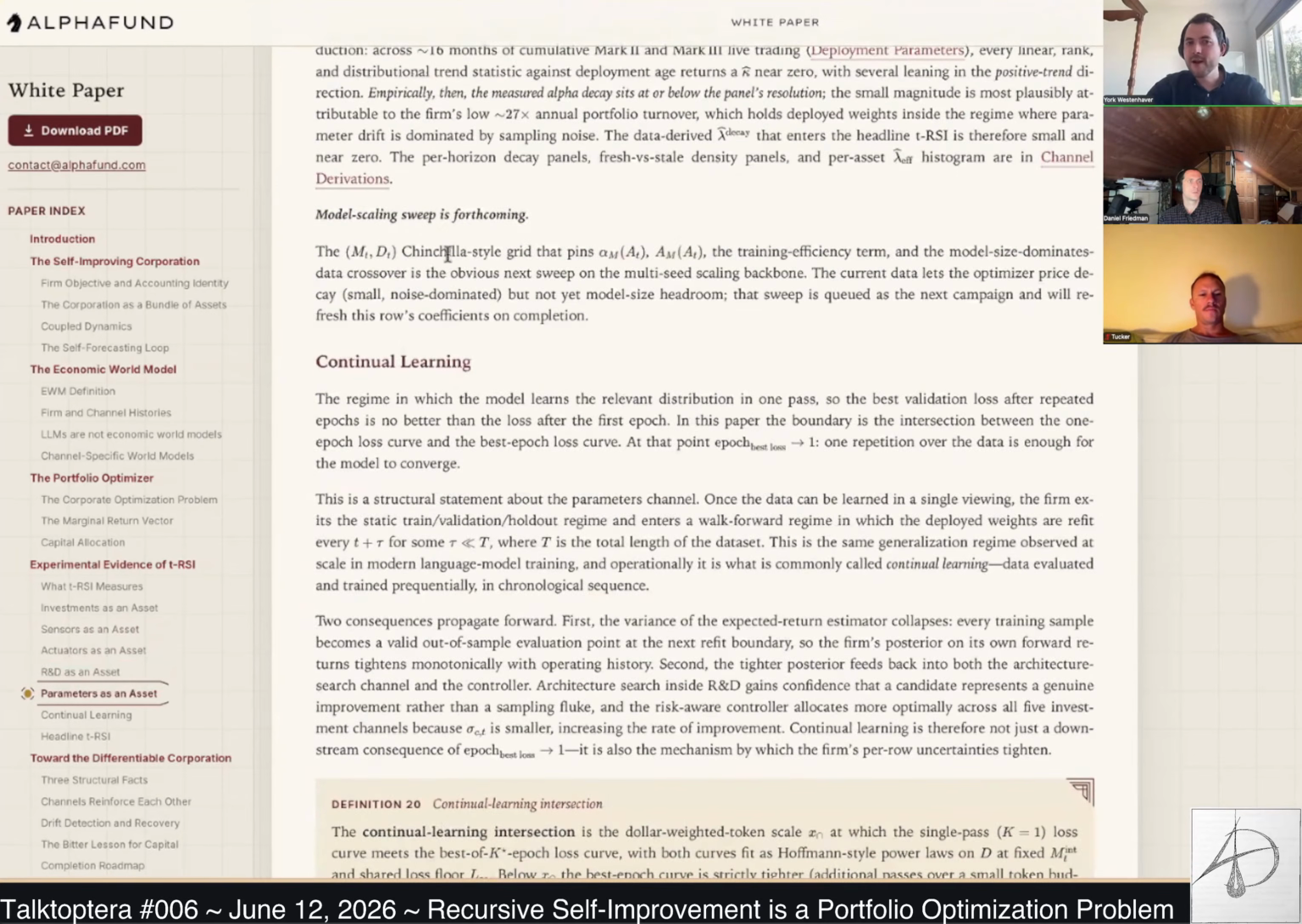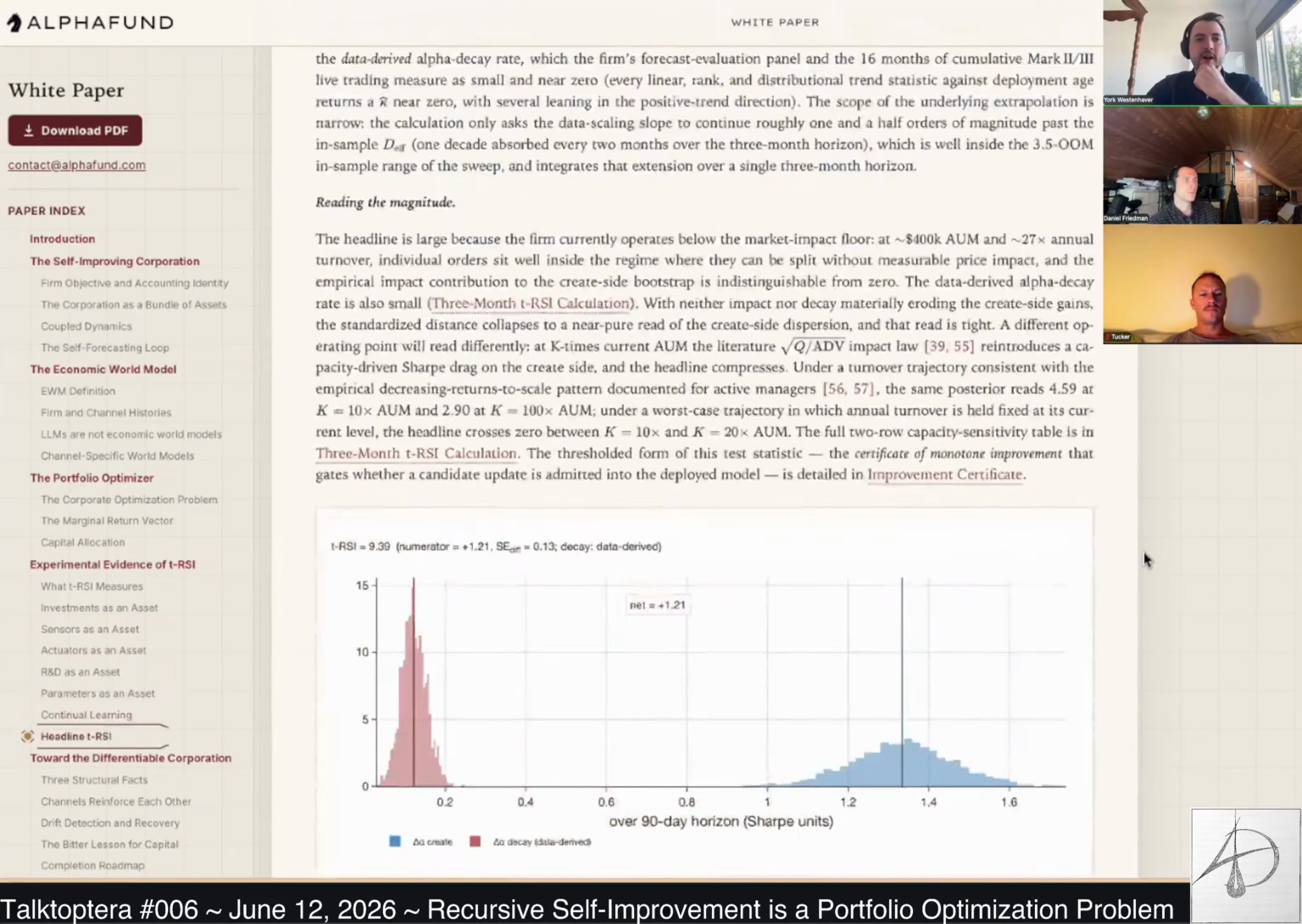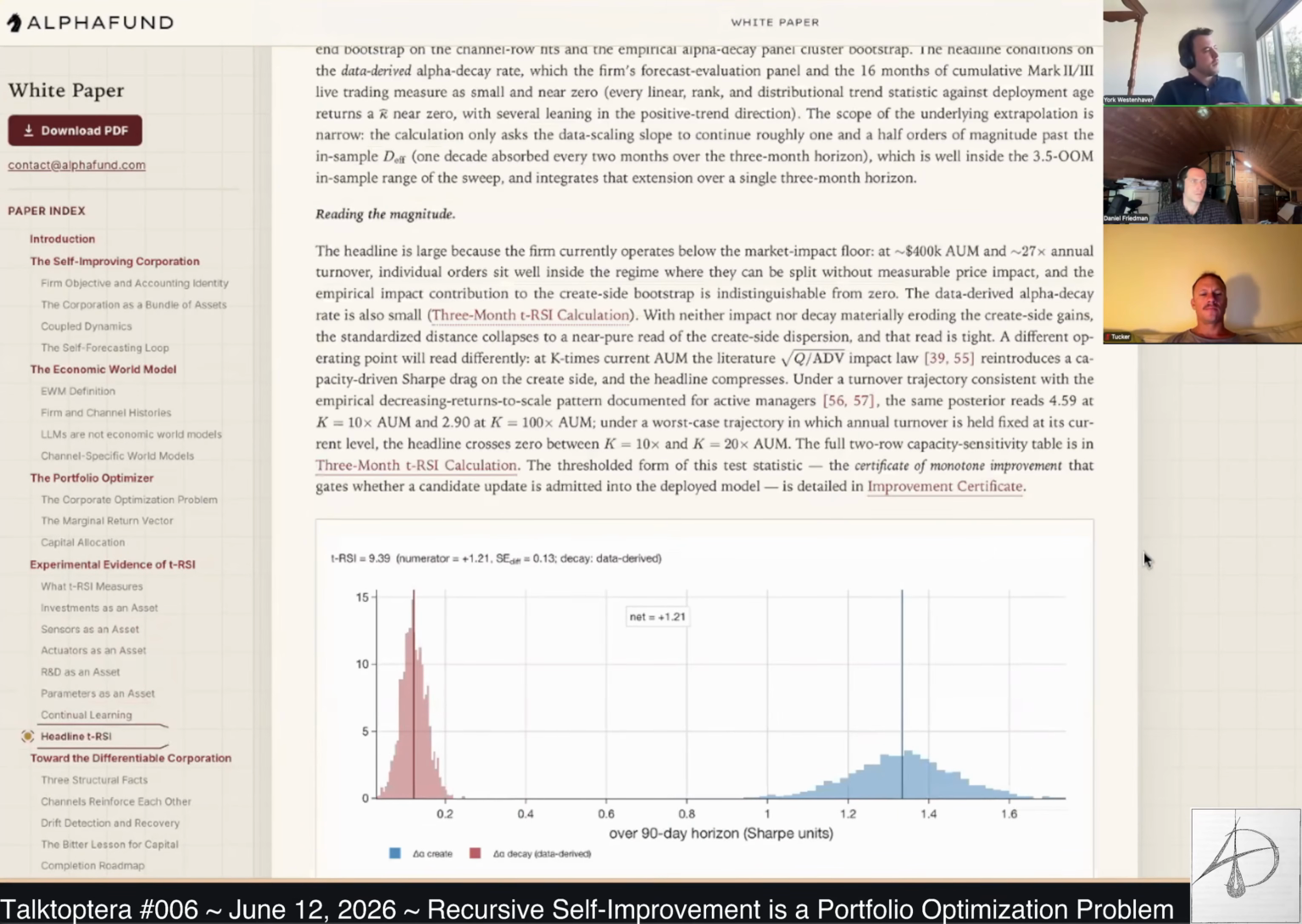And so that's really what the parameters-as-an-asset one is here, where we say we have some model sweep forthcoming. There is some interesting stuff about continual learning we could talk about as well, but that's the idea: in quantitative finance, because everything is so complete with language models and with a good team, I think these are the first companies that are going to be able to recursively self-improve. And there's a bunch of other things in the paper and some other appendices, but that's the general thesis of what our paper is about. And we show the first preliminary evidence of what this would look like in practice.